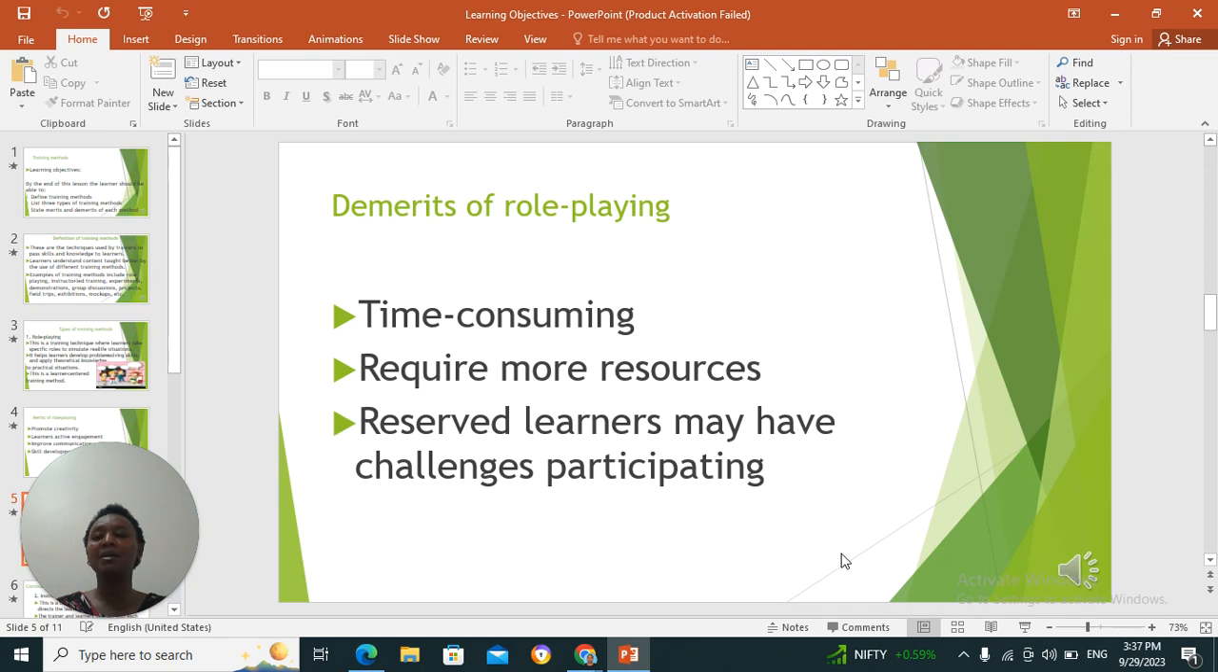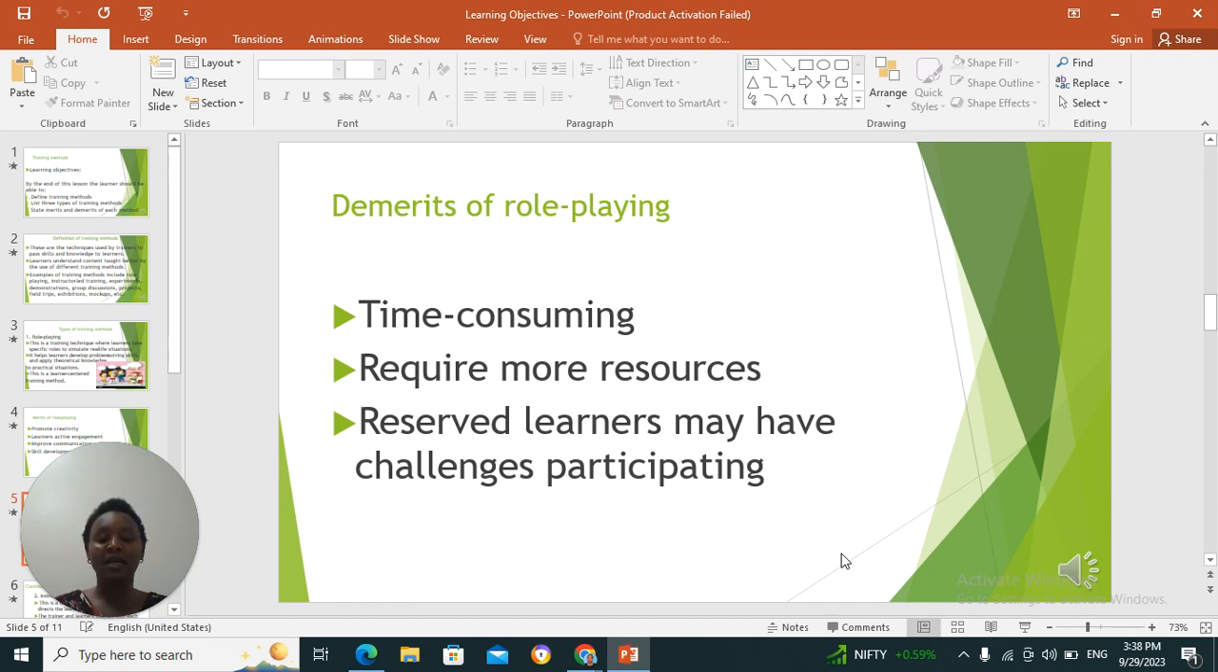The other one is the demerits of role playing. It is time consuming, as you know that if you have to be teaching a class of like 50 learners or 30 learners, and you divide them into groups and each group has to present, it's going to take a lot of time. Then it also requires more resources. Some of the role-playing activities will require resources, which is money, and it might not be possible for the teacher or the institution to provide all those resources, especially if almost all the classes are doing this role-playing. It will be very expensive in the long run.